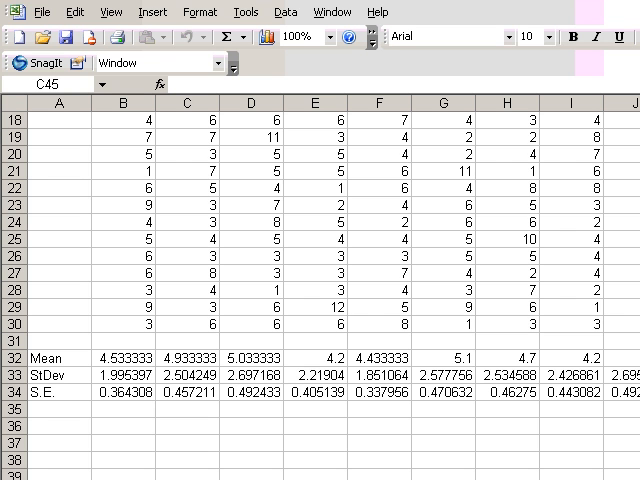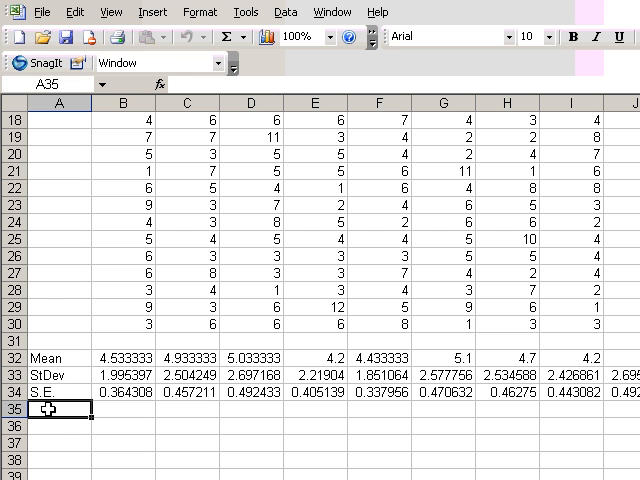This is the set of 100 samples that were taken in figure 6.21. We're going to use this set of 100 samples to demonstrate the meaning of 95% confidence limits. Here we have the mean, standard deviation, and standard error of each of the samples.